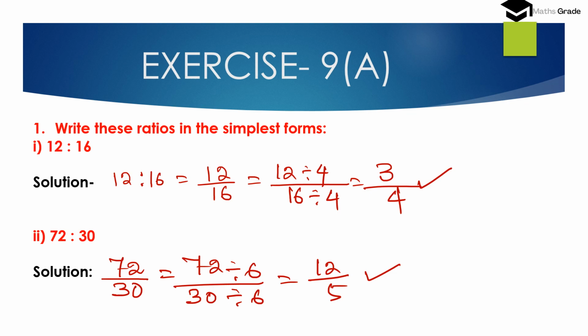When we convert a ratio into the simplest form, we first find the common factor and divide both the antecedent and the consequent by it. Then the ratio that we get after dividing the antecedent and the consequent is the simplest form of the given ratio.